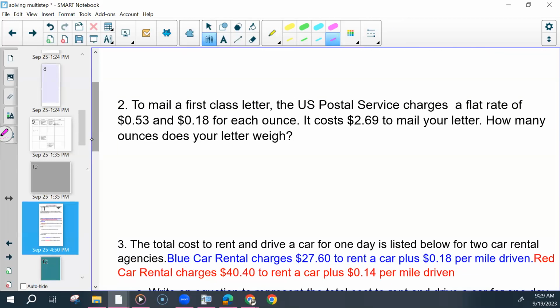To mail a first-class letter, the U.S. Postal Service charges a flat rate of 53 cents and 18 cents for each ounce. It costs $2.69 to mail your letter. How many ounces does your letter weigh? What do you feel is important there?